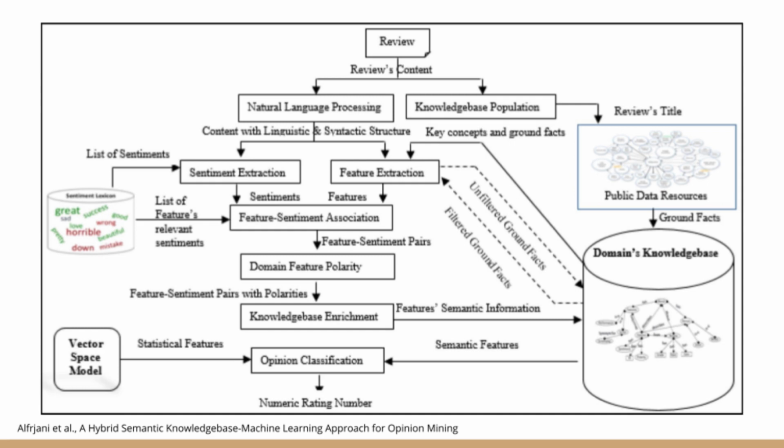So, here is a hybrid sentiment analysis workflow aimed to numerically classify movie reviews from an article by Al-Farajani et al. This was the most impressive hybrid solution for sentiment analysis I was able to find. We can see that the content of the review at the top is sent both to be processed with natural language processing methods, while also being used to populate a knowledge base. A list of sentiments is extracted and matched with features that have been chosen as important from the knowledge base, which then are associated with sentiments from the review.